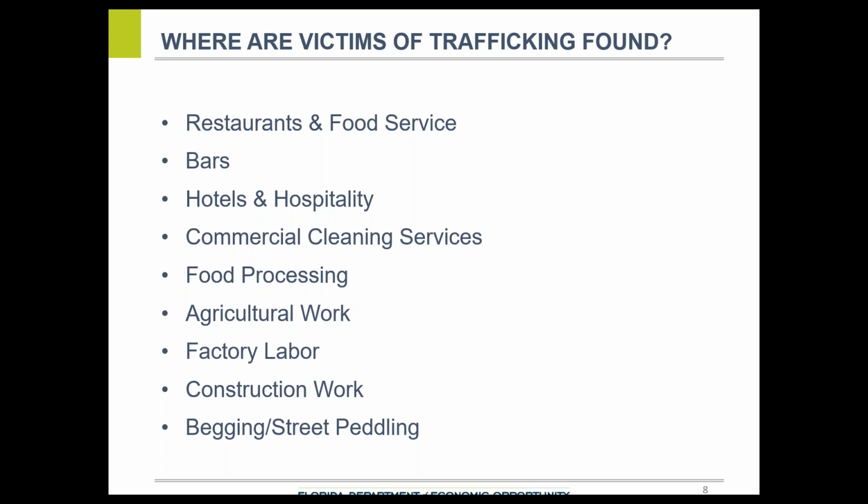So where are victims of trafficking found? Labor trafficking victims can be found working in occupations or industries that are labor intensive or low skill, such as restaurants and food service, bars, hotels and hospitality, commercial cleaning services, food processing, agricultural work, factory labor, construction work, or begging and street peddling. However, you may also find victims who are doing domestic work or childcare, health or beauty services, carnival, landscaping, forestry, and even logging.